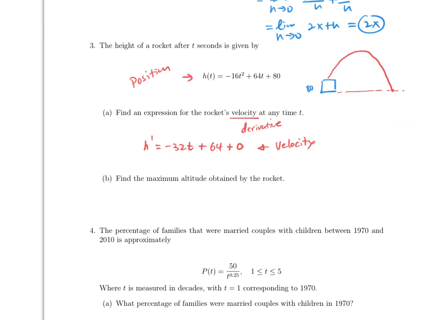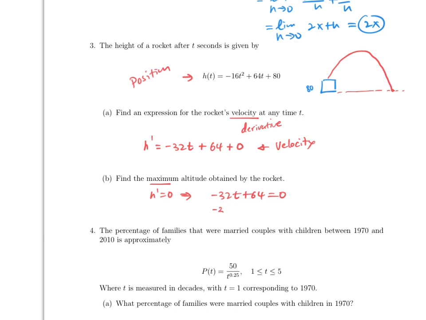So if this goes up, it has to get to a point where it technically stops. And then what? It goes down. So the maximum height means that the velocity has to be what? 0. So for the maximum altitude, h prime has to be 0. And all you have to do is solve this equals to 0.